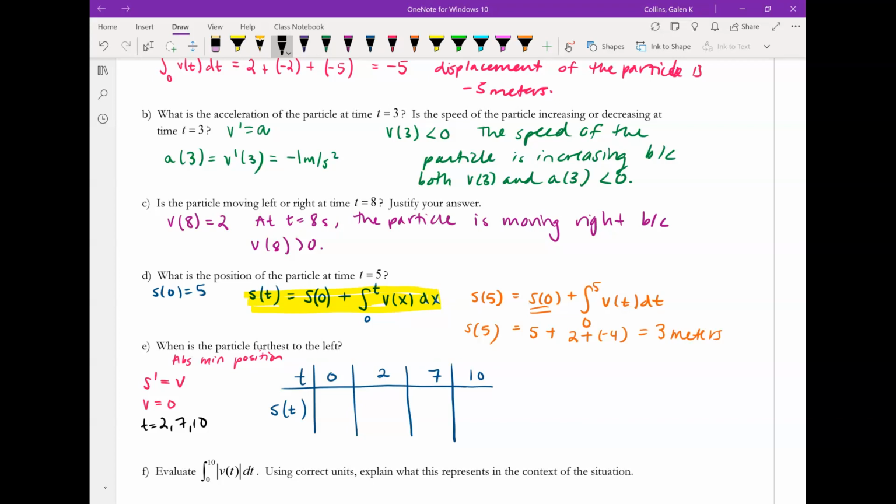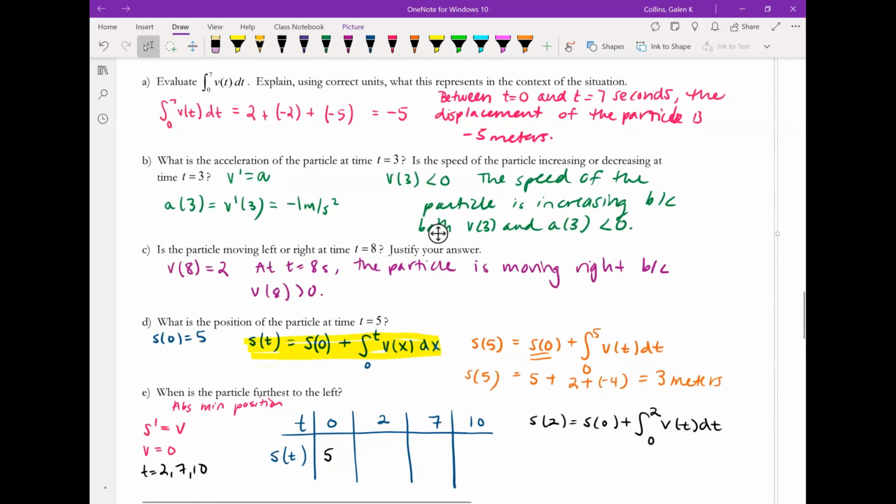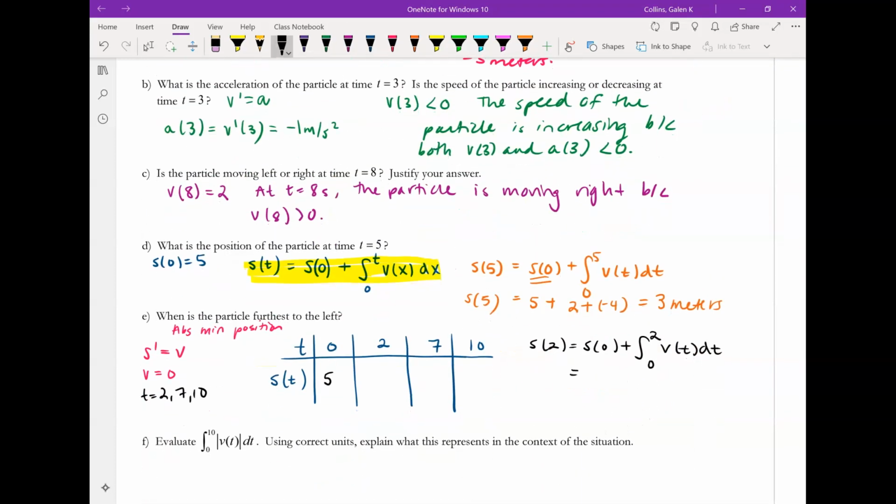So we already know from the given information that S of 0 is 5. So to find S of 2, I know that's going to be S of 0 plus the accumulation of change from 0 to 2 of V. So if I go up here from 0 to 2, I'm adding a positive 2 to that. So that is 5 plus 2, which is 7.